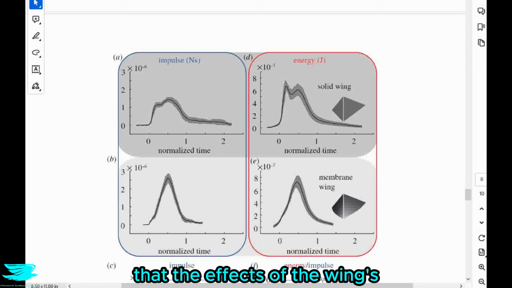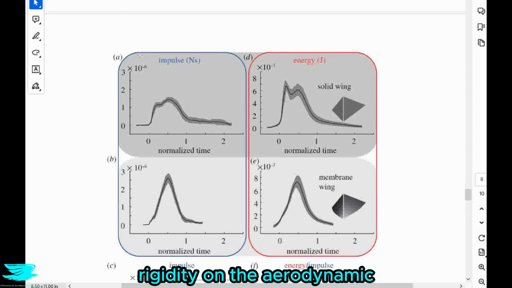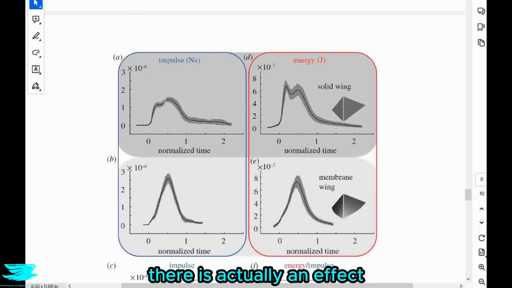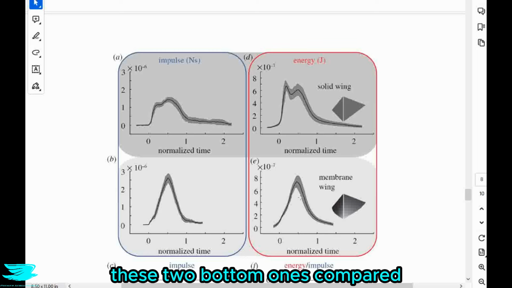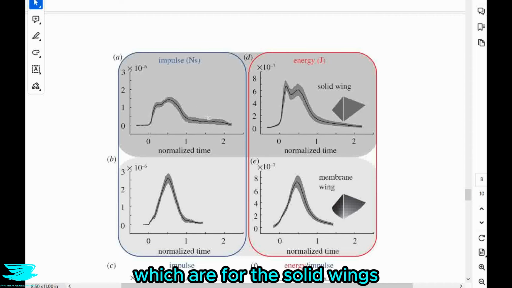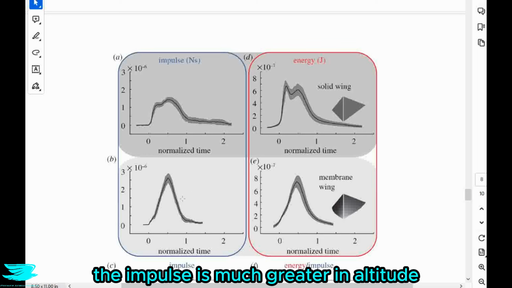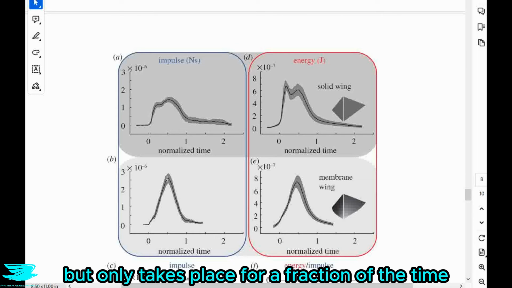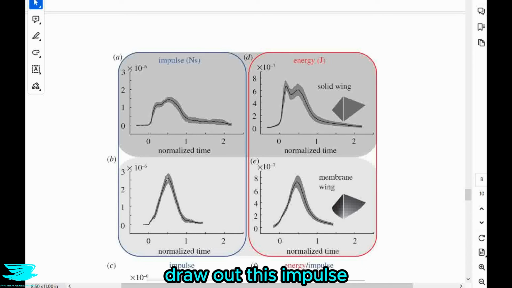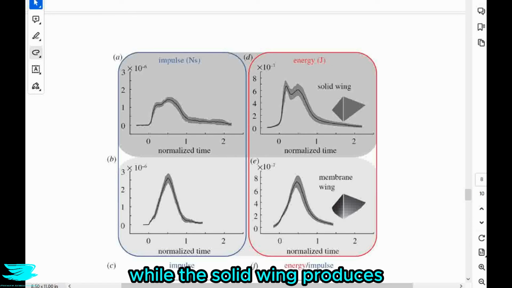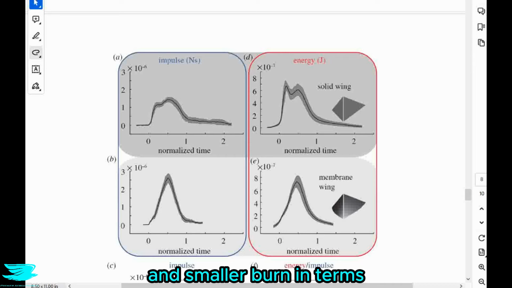So we see in figure 4 that the effect of the wings' rigidity on the aerodynamic performance is not zero. There is actually an effect. So for the top figures, we see the solid wings, and for the two bottom ones, the flexible wings. For the flexible wings, the impulse is much greater in amplitude, but only takes place for a fraction of the time that the solid wings' impulse occurs for. So the solid wings seem to draw out this impulse, as opposed to the flexible wings really boosting this impulse and making it happen over a very short period of time. So overall, the flexible wing provides a much greater kick in the pants, while the solid wing produces a much more prolonged and smaller burn.